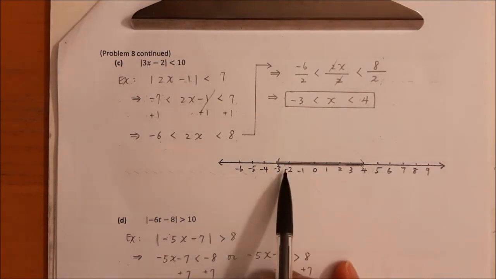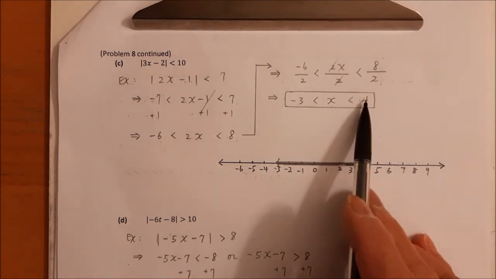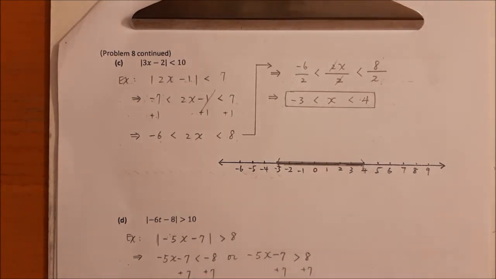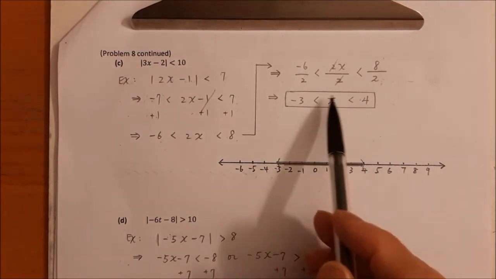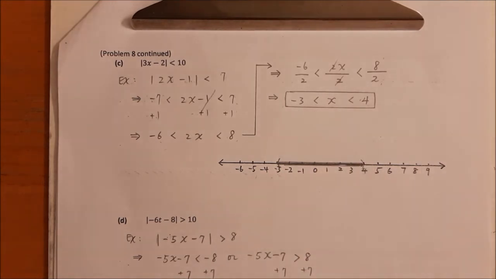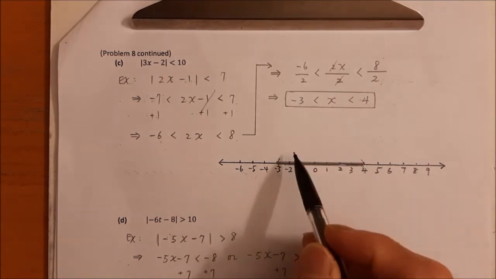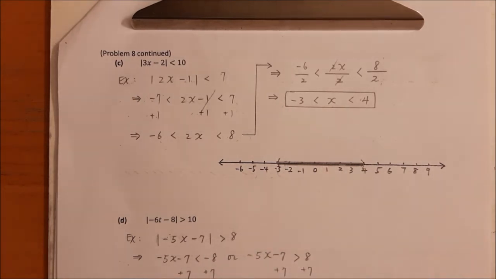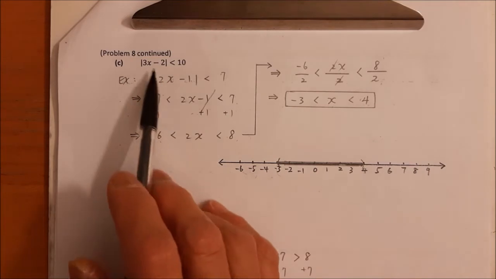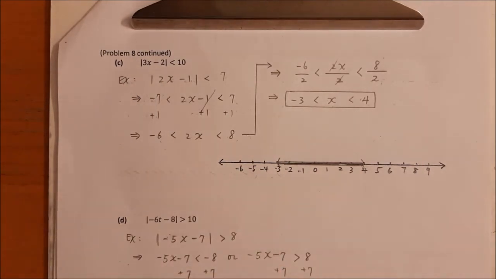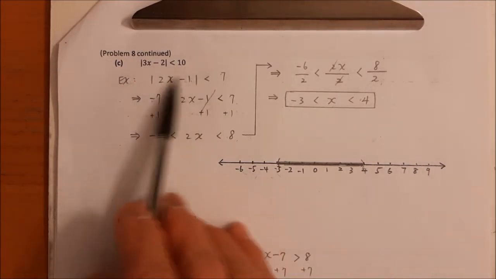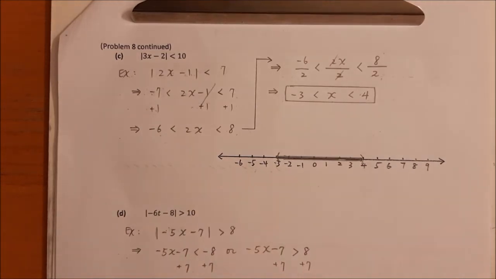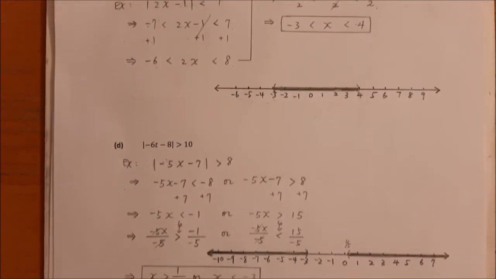So find negative 3 and put a parenthesis. At 4, put a parenthesis because there's no equal sign, not including negative 3 and 4. So use parentheses, and between them is shaded. That's all the numbers. If you plug them in here, we will make this inequality true. That's C and D.